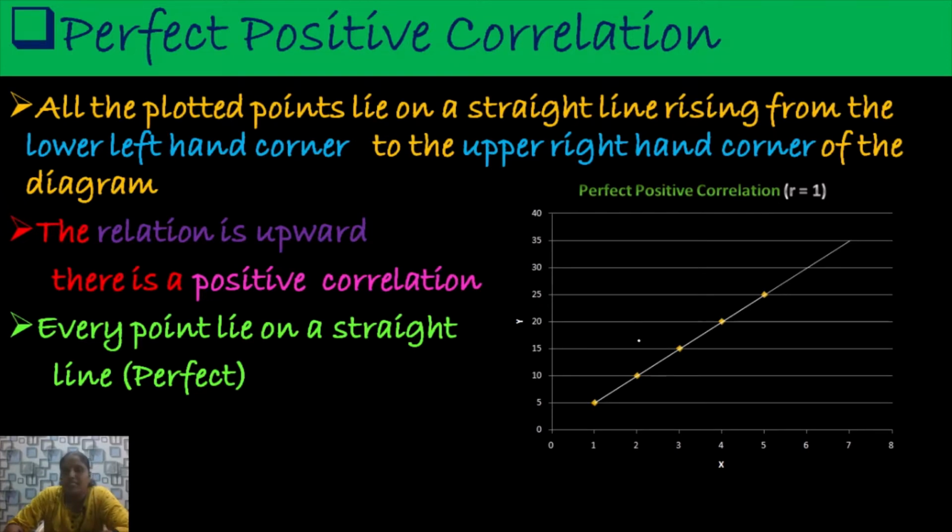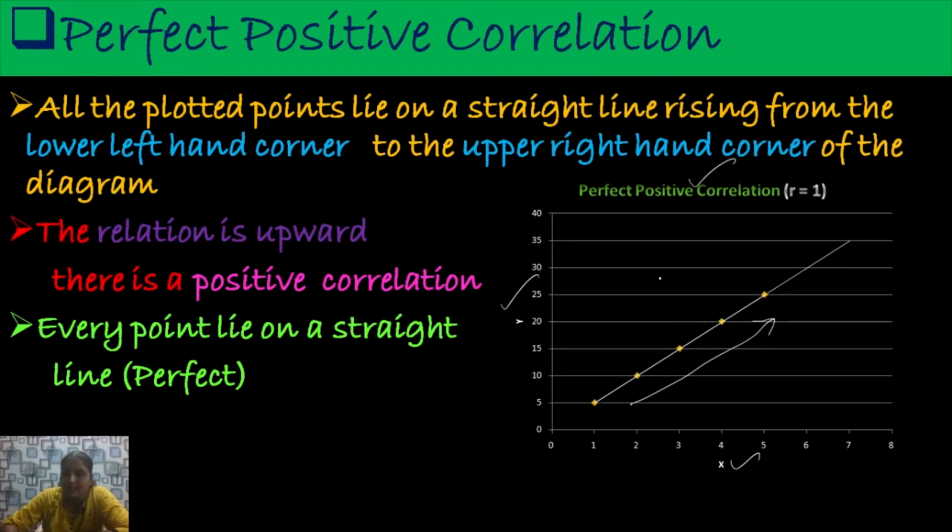After plotting all the points, it will form a straight line like this, and all the points fall in a straight line. That means all the points lie in the straight line rising from the lower left corner to the upper right hand corner of the diagram. If so, there exists a perfect positive correlation between the two variables x and y.